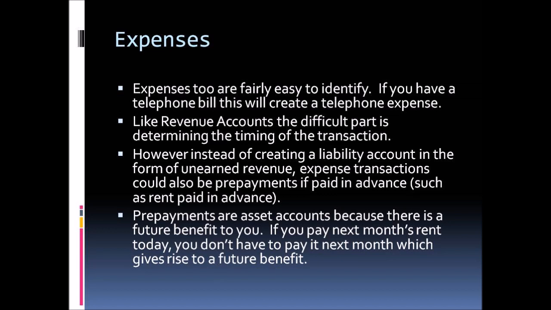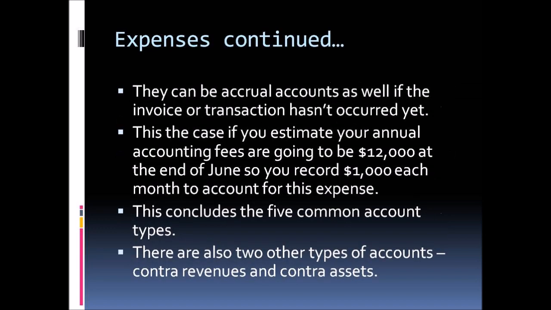Prepayments are asset accounts because there is a future benefit to you. If you pay next month's rent today, you don't have to pay it next month, which gives rise to a future benefit. They can be accrual accounts as well if the invoice or transaction hasn't occurred yet. This is the case if you estimate your annual accounting fees are going to be $12,000 at the end of June, so you record $1,000 each month to account for this expense. So this concludes the 5 common account types.